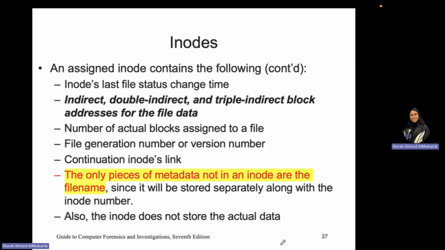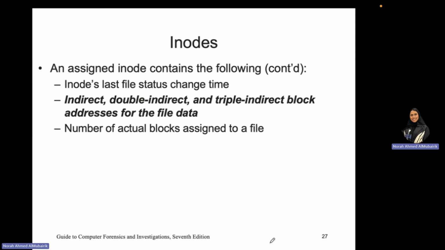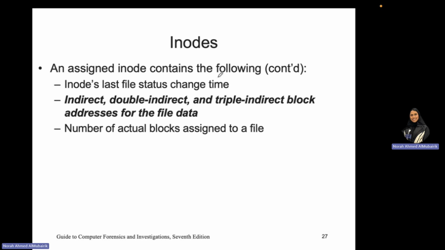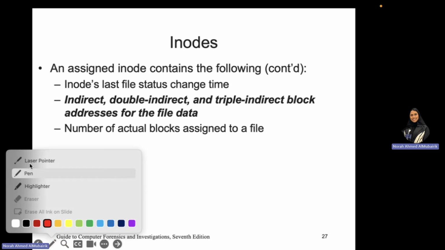Now let's go back to this. Okay, we stopped till here. Indirect, double indirect blocks, addresses for the file systems. So number of actual blocks assigned to the file. How many blocks are assigned to a specific file? This is indicated by the inode.